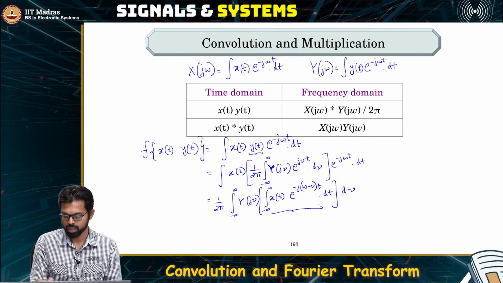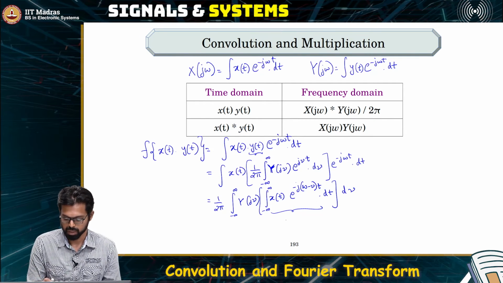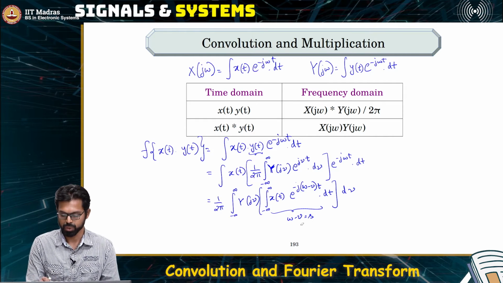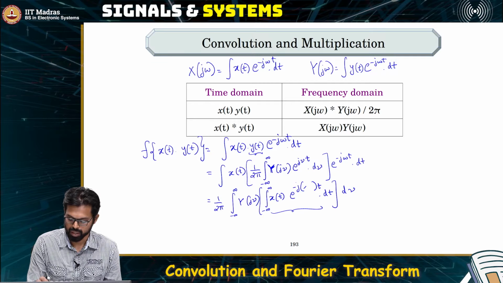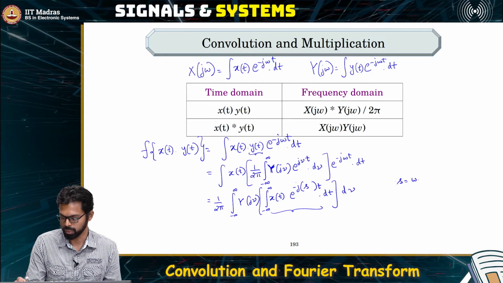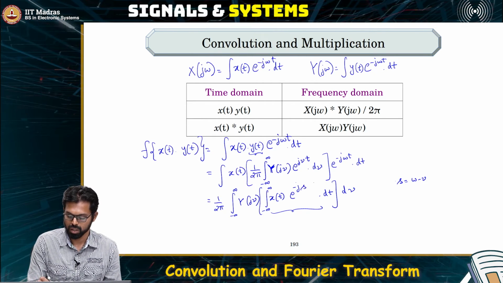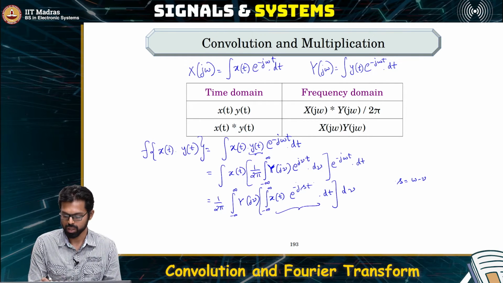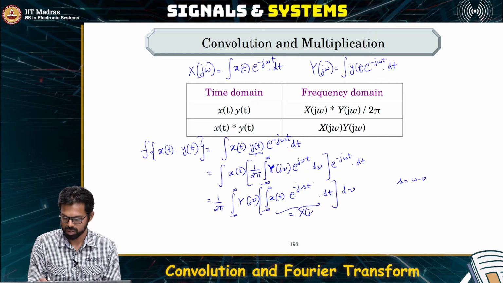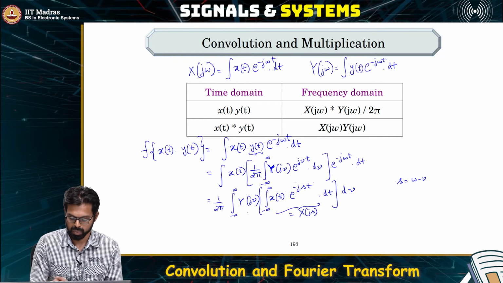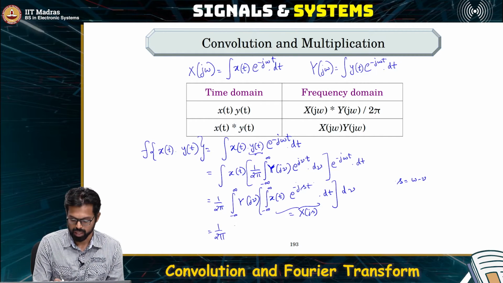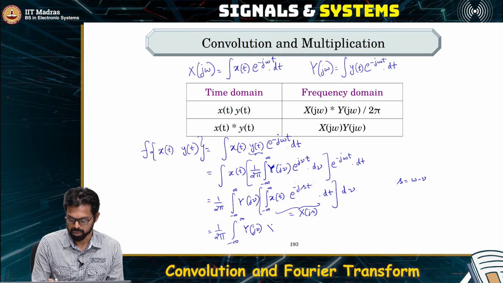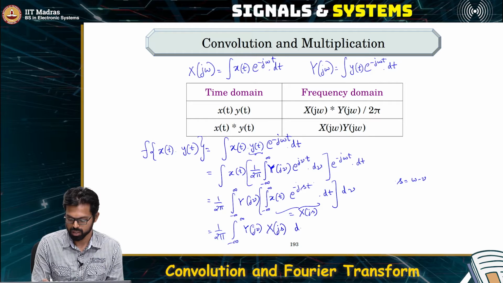So let us say we'll replace omega minus nu with s. If we do that, then we get an s here. So what is s? It is omega minus nu. So this is exactly in the form of a Fourier transform, right? Which means now we can call this x of js. So we'll just replace this entire thing and say that this is the integral from minus infinity to infinity of y of j nu times x of js d nu.